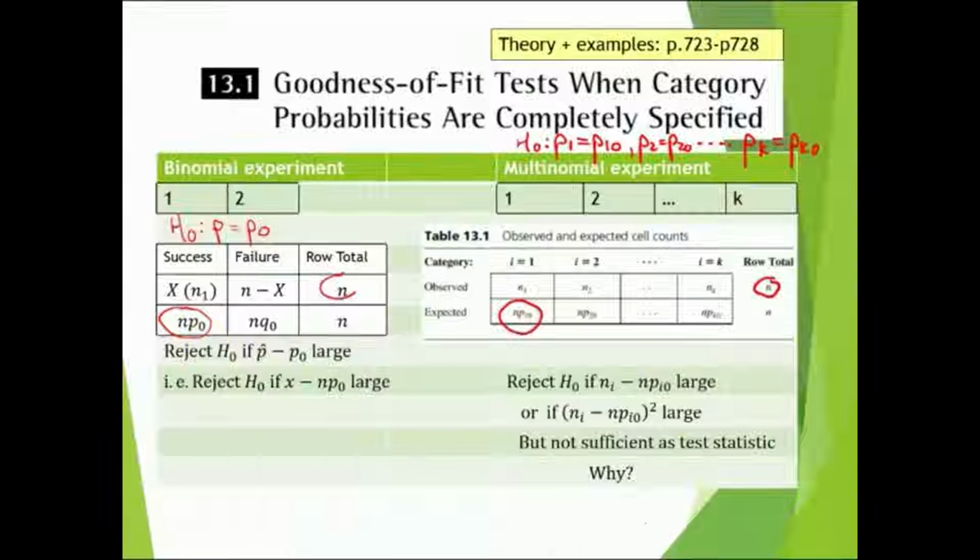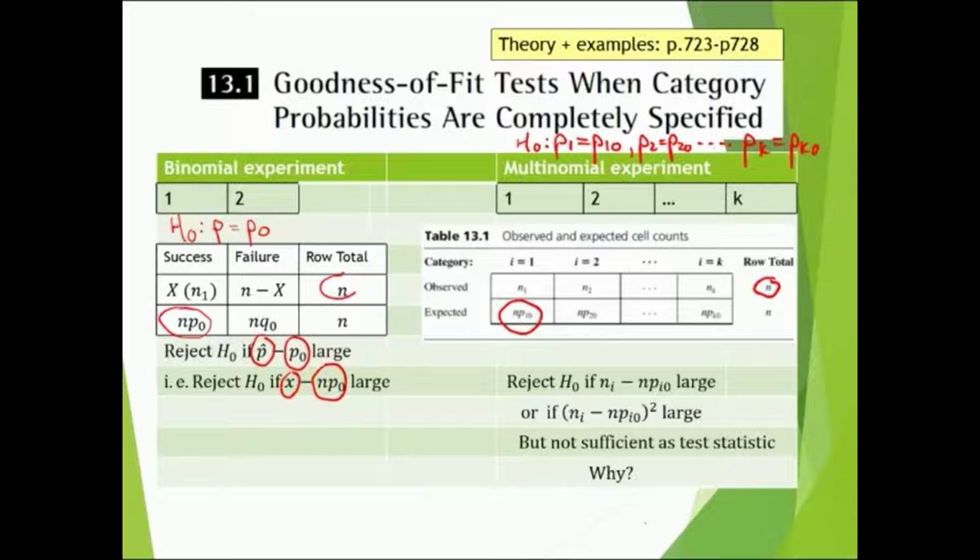Now, when will you reject the null hypothesis? You will reject the null hypothesis if your estimated proportion differs a lot from your supposed proportion. In other words, you will reject the null hypothesis if the observed frequency is much different to the expected frequency. In other words, if that difference is large.